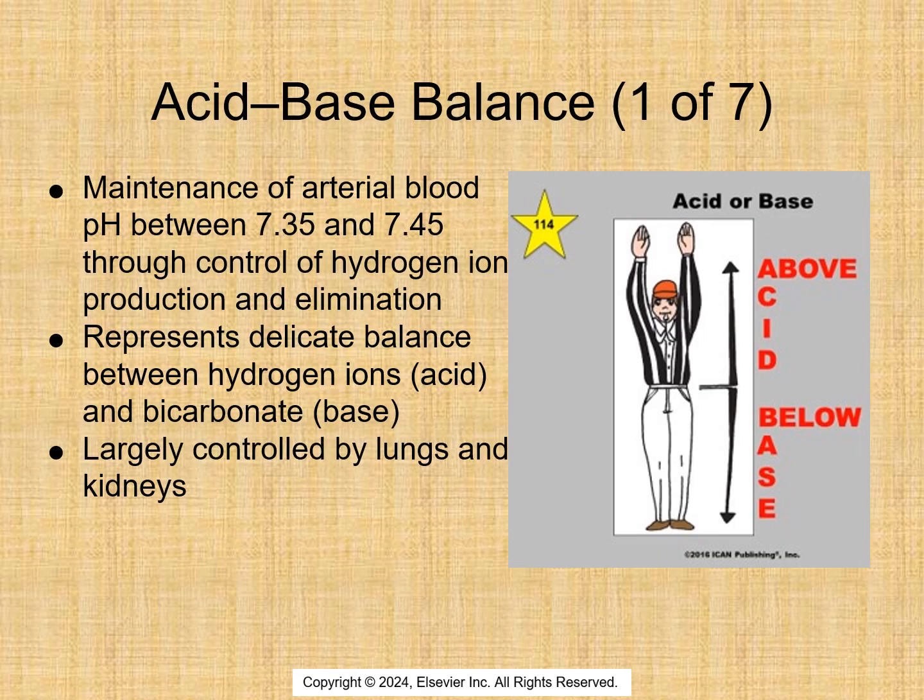Acid-base balance refers to the level of acidity and alkalinity in our blood that the body needs in order to keep our body functioning properly. This is done by maintaining the body's pH between 7.35 and 7.45, and the body does this predominantly using the lungs or the kidneys or both by controlling the production and elimination of hydrogen ion.